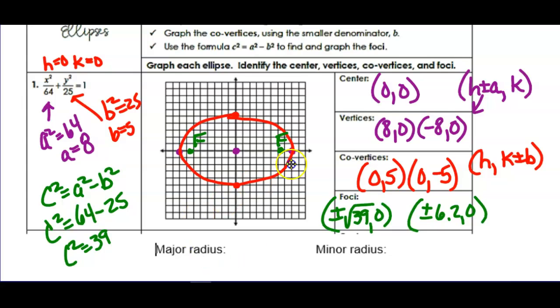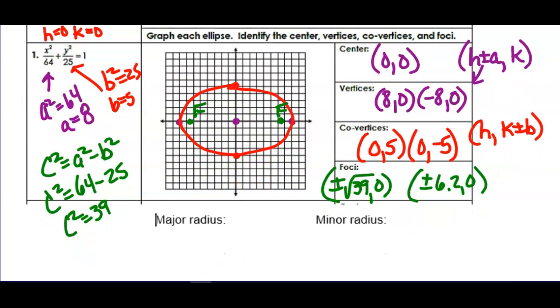Okay. Now, when you do this in Khan Academy, it will ask you how long is the major radius on this, which is just A. Okay, the major radius was 8, and the minor radius going this way was 5. Just so you're aware, it's going to ask that question. All right.